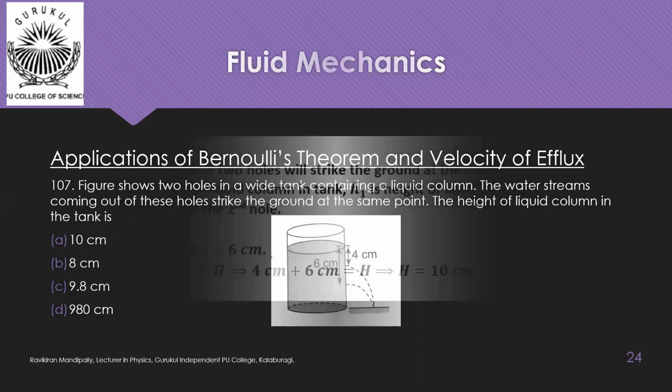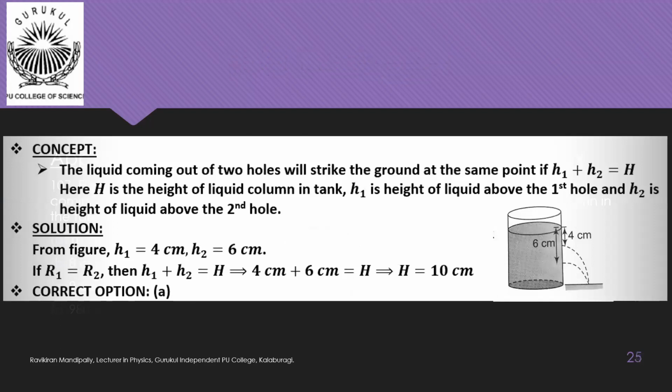So here, we already learned from the previous question that if the liquid coming out from two holes is reaching the ground at the same position, then we have the condition h1 plus h2 is equal to capital H. That's why we have written the liquid coming out of two holes will strike the ground at the same point if h1 plus h2 is equal to capital H. So here h1 is the height of the first hole from the top surface, and h2 is the height of the position of the liquid.